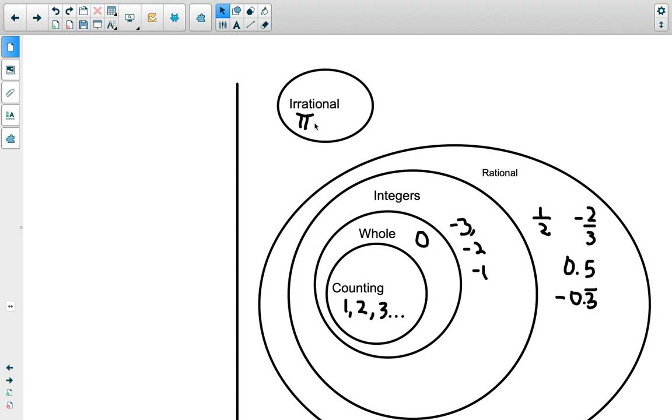Then we have this group called irrational numbers. Irrational numbers we don't work with much in 6th grade. The most common one we'll see is pi, which doesn't look much like a number, but pi is just a decimal that goes on forever and doesn't repeat and doesn't end. It goes on forever without repeating. There are other irrational numbers, but pi is the most common one we will see in middle school. This is all part of our real number system.